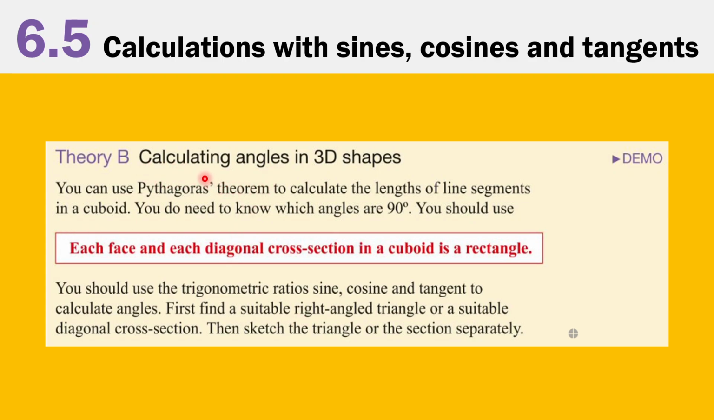It's very funny because this is what they call it in the new version of Numbers in Space, but in version 10, which we did with you guys in second grade, they didn't call it Pythagoras' theorem, but they call it the Pythagorean theorem, right? Same thing. You can use Pythagoras' theorem to calculate the lengths of line segments in a cuboid. You do not need to know which angles are 90 degrees. You should use that each face and each diagonal cross-section in a cuboid is a rectangle.